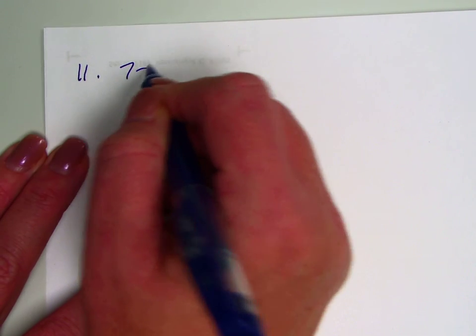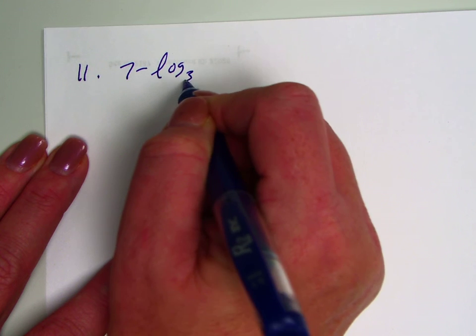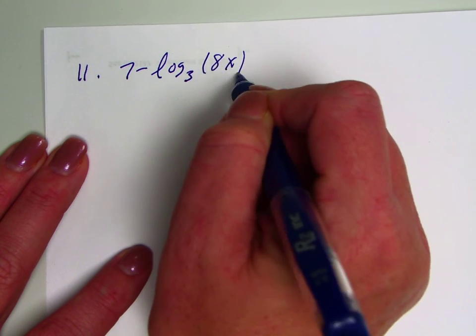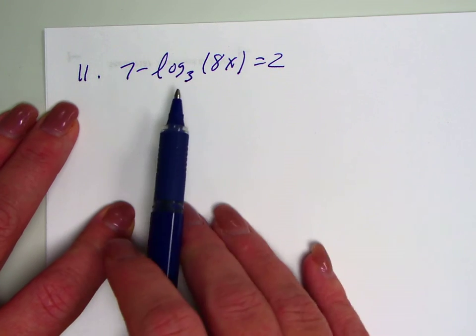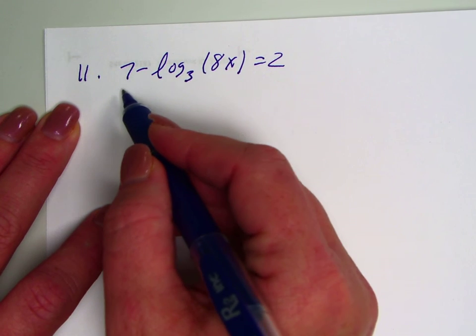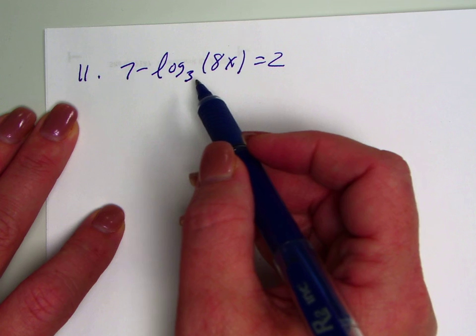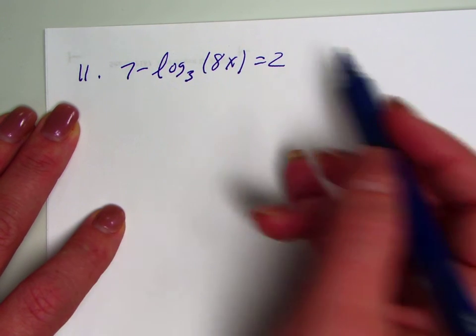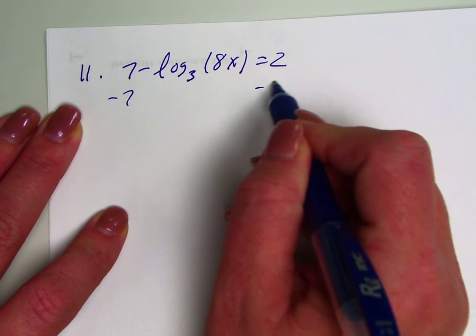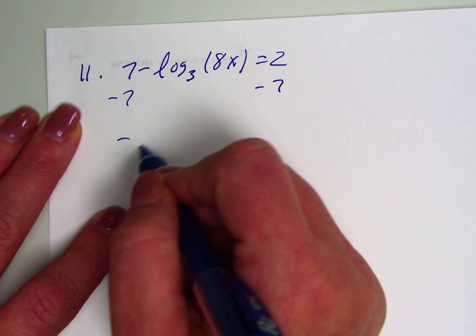All right, so 11. We have 7 minus the log of base 3 of 8x equals 2. So our first step, we have to get the log by itself, so we're going to subtract 7 from both sides. I had some people in other hours that move the log over and then move the 2 over. It's fine, however you want to do it. So I'm going to subtract 7 from both sides. That gives me the negative log.